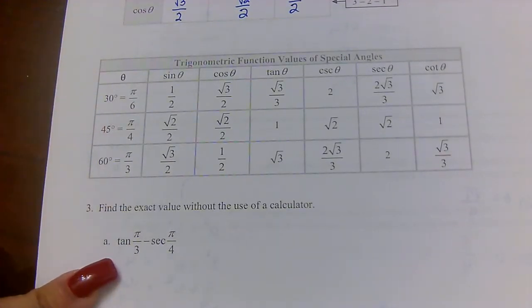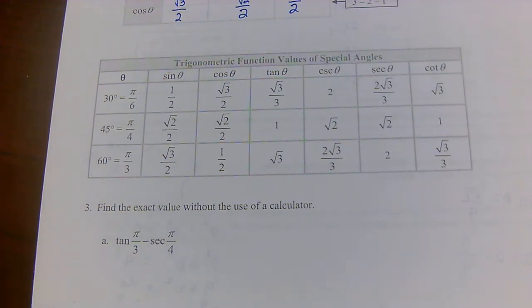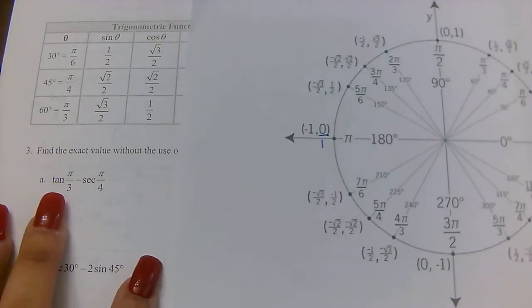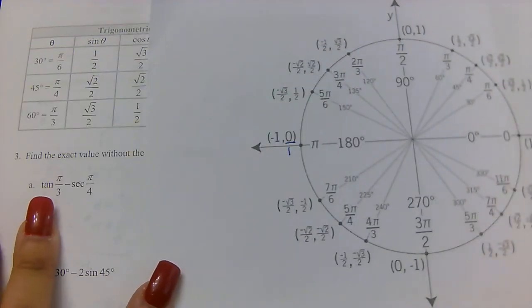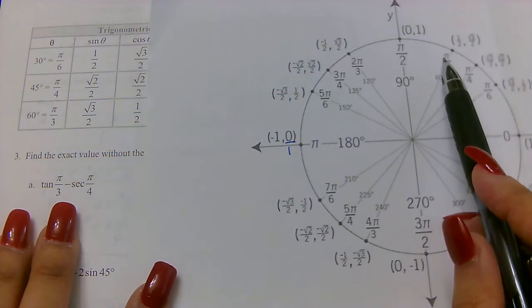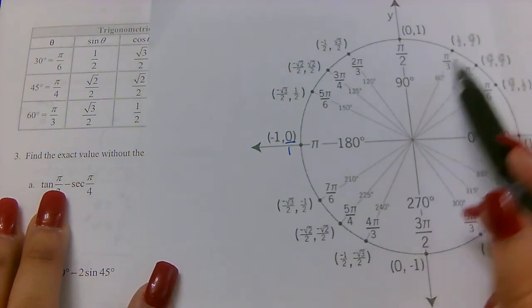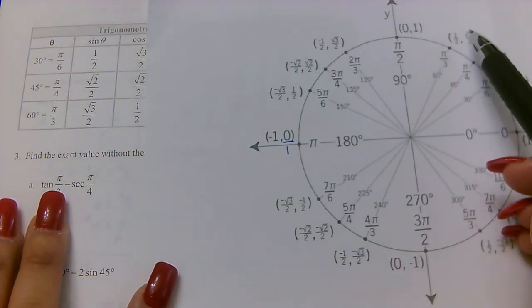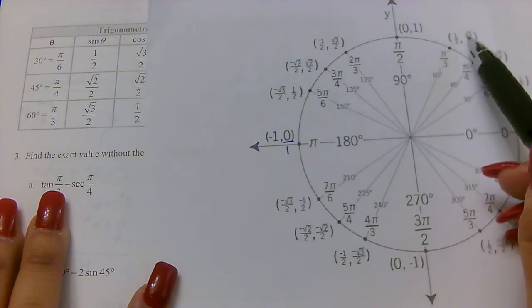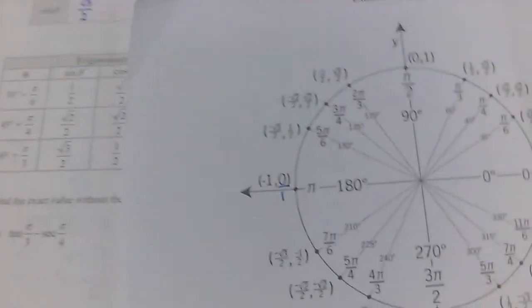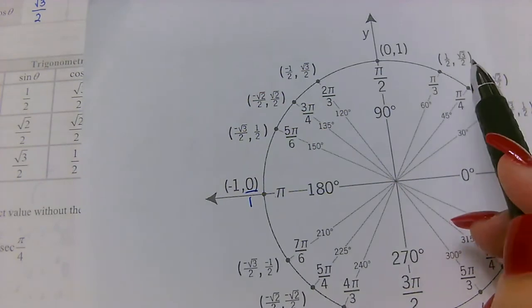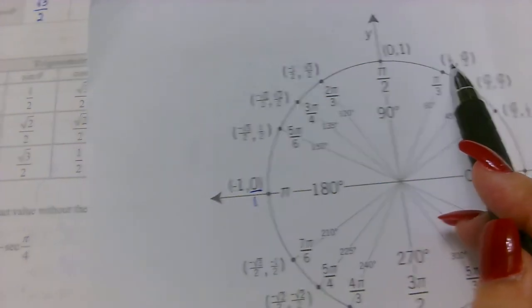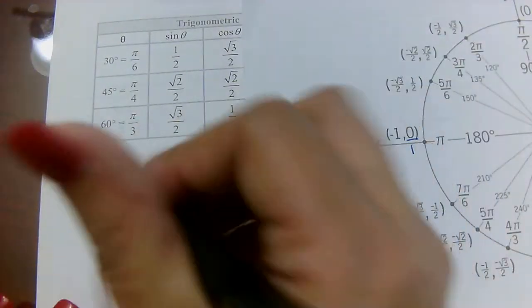Here it's saying find the exact value without using the calculator. Well, we don't have to use a calculator. We can use the unit circle. The first thing we're going to do is evaluate what is tangent of pi over 3. So here's pi over 3. Tangent, remember, is going to be your sine or your y over your x. Here, I know it's a little bit fuzzy, but it's going to be the square root of 3 over 1, or in other words, just the square root of 3.